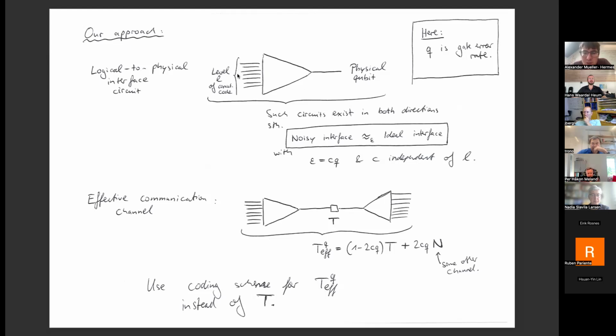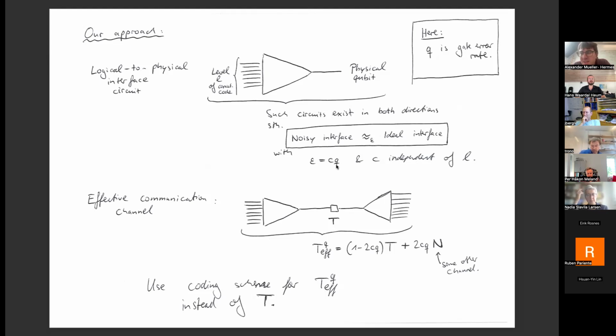When you have a circuit like this, imagine that you have a noise model where after each time step you put in depolarizing noise. Then of course there's a noise event where you put the depolarizing channel on this last physical qubit, and that has an error probability Q. So these noisy interfaces are only epsilon close to the ideal interface, where this epsilon cannot be made arbitrarily small anymore. This epsilon can actually be realized as a constant multiple of the gate error probability, C times Q, where C is independent of the level L.